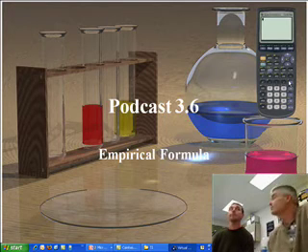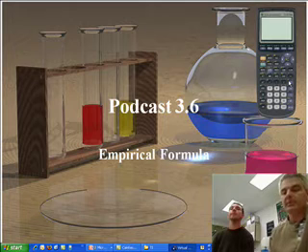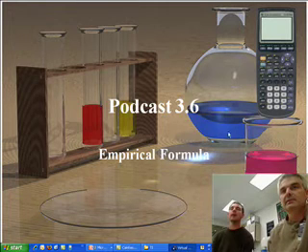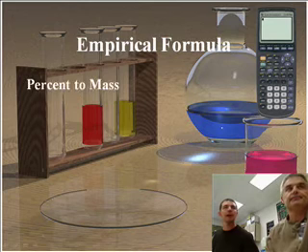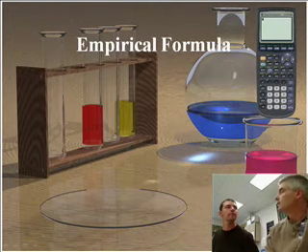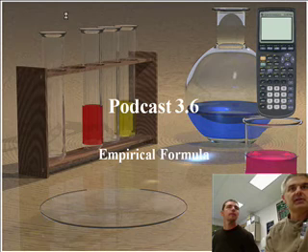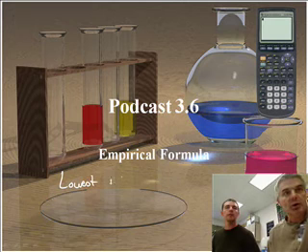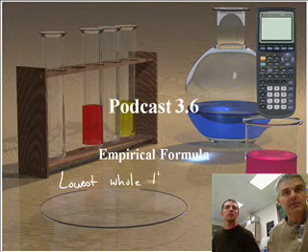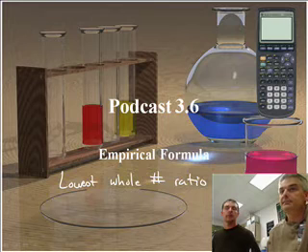Hey, we're going to talk about the empirical formula today. What is that? Empirical formula. That's the lowest whole number ratio of the elements in a compound. Okay, so let's write that down. So the definition of an empirical formula is the lowest whole number ratio of the elements in a compound.